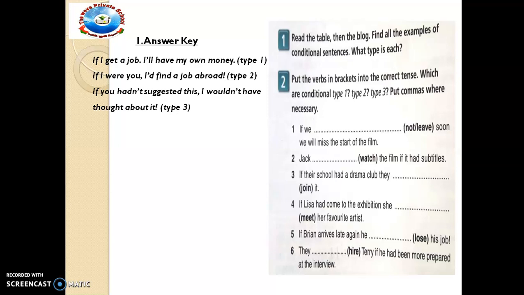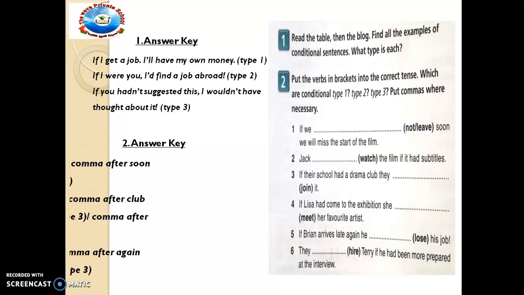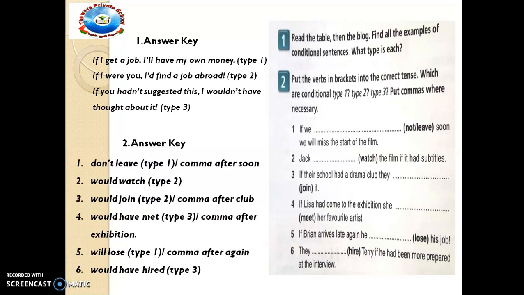Now, question number 2 says, put the verbs in brackets into the correct tenses, which are conditional, type 1, type 2, type 3, then put comma where necessary. Okay? So, I want you to fill in these gaps here. Use this to fill in gaps.